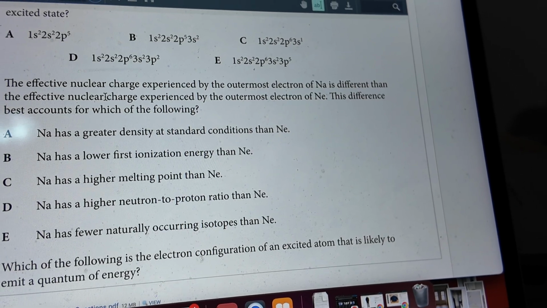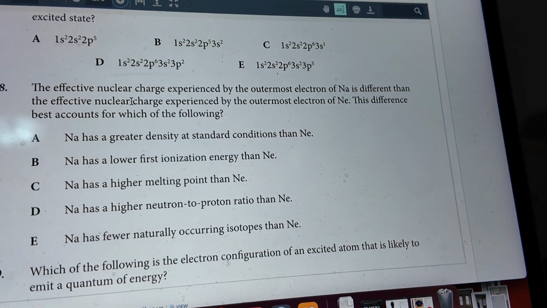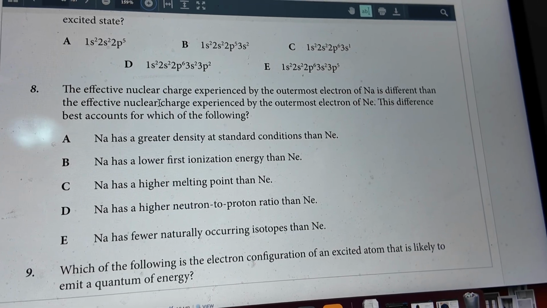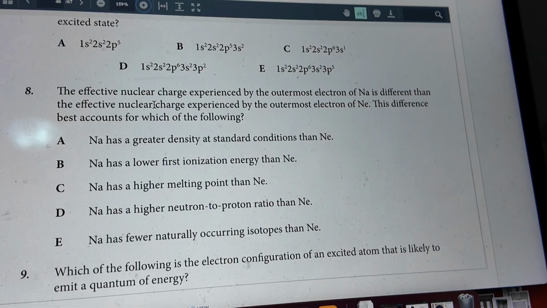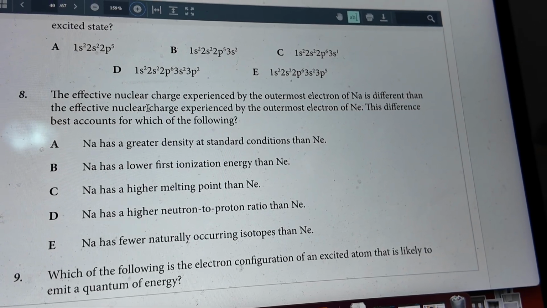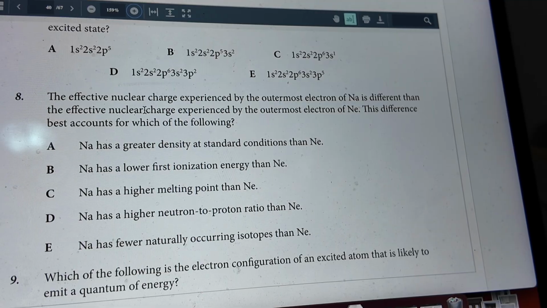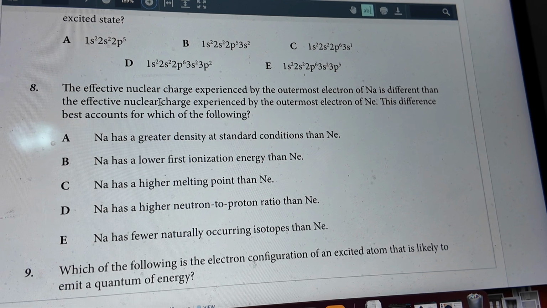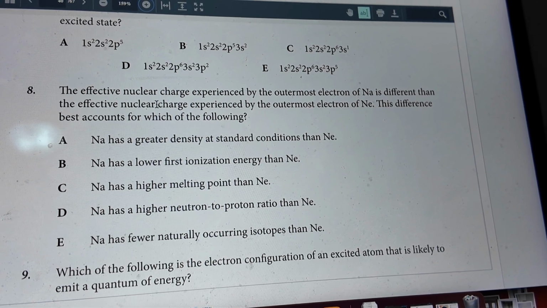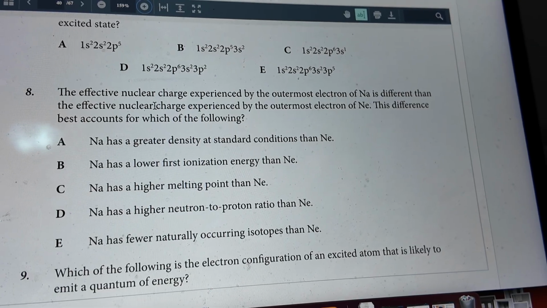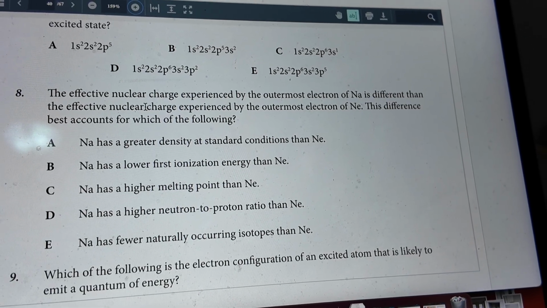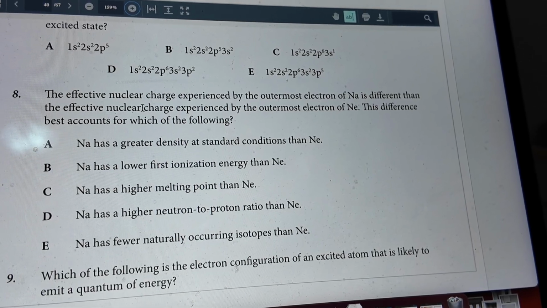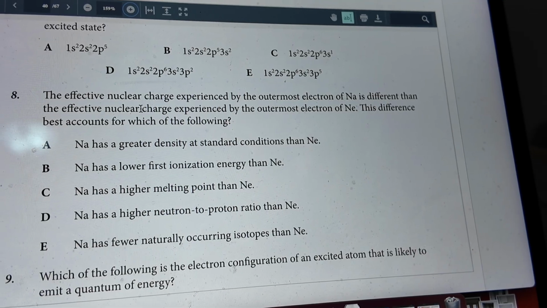Okay, so first off, what is effective nuclear charge? So effective nuclear charge is the net positive charge felt by an electron after it is shielded from its inner electrons. So, like how much of the positive charge do they feel, right? So a high effective nuclear charge means that the electrons are held tightly, and that means they have a higher ionization energy. And a lower effective nuclear charge means that they are easier to remove. That means they have a lower ionization energy.